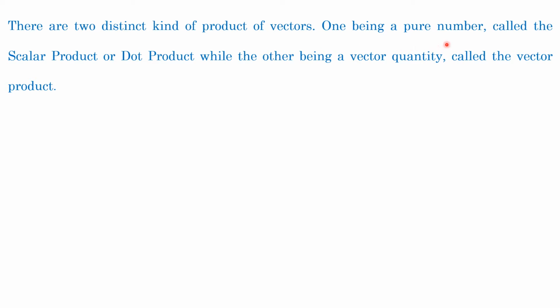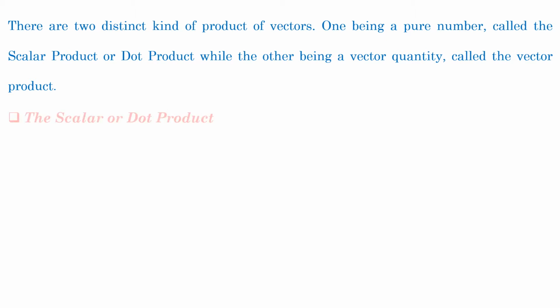One being a pure number called the scalar product, and it is also known as the dot product, while the second one is a vector quantity and it is called the vector product of the vectors. We are going to discuss the scalar product in this video, and in the next video we will discuss the vector product or cross product.